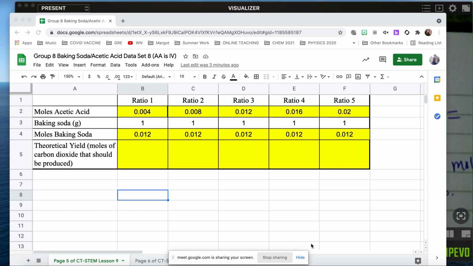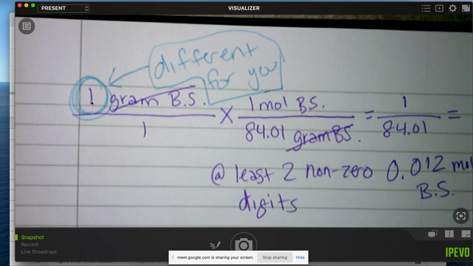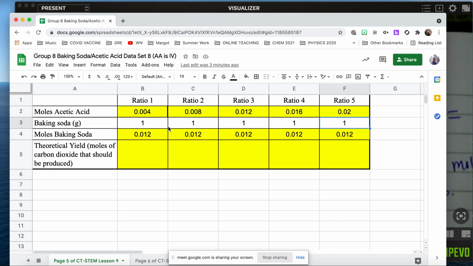0.12. Okay, so just a reminder, my data says that I have 1 gram of baking soda for each of these, which is why my math is set up this way. Again, this number is going to be different for you, but the rest of this should be set up the same.